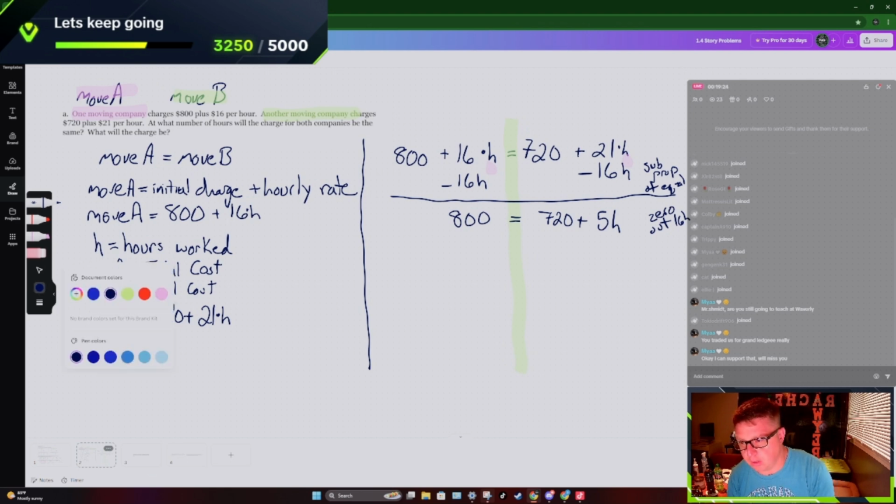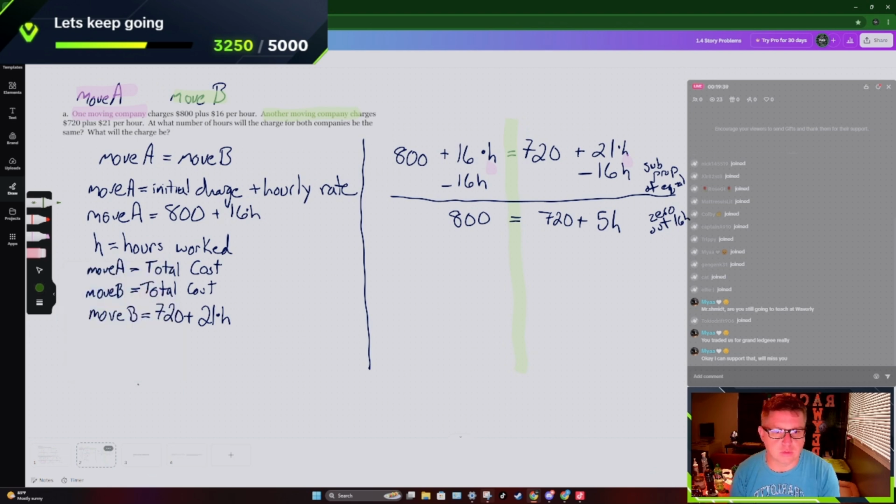So I'm going to change my color. Let me change the hue of that so I get a little darker green. I want to subtract 720 from both sides of my equation. Once again, this becomes a subtraction property of equality because we're doing it to both sides. So we're going to subtract 720 from both sides.